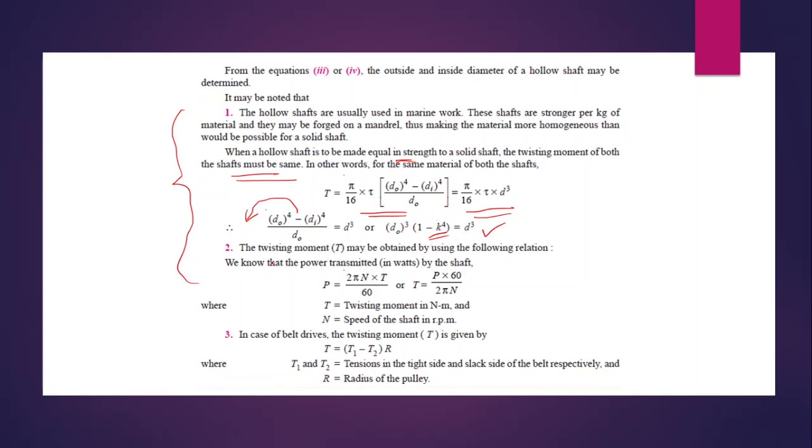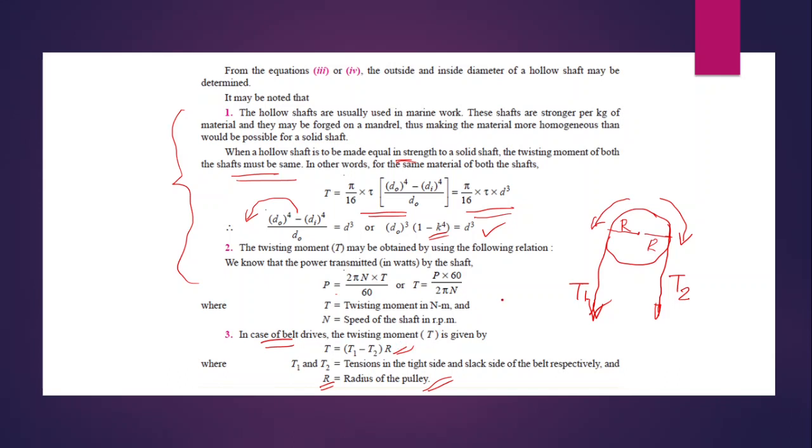Then the twisting moment T may be obtained by using the following relation. Here the power transmitted by the shaft is P is equal to 2 pi nT by 60. Then we can obtain the equation for torque is equal to P into 60 divided by 2 pi n, where n is the speed of the shaft in RPM. And in the case of belt drives, twisting moment is equal to (T1 minus T2) into R. Here T1 is the tension in the tight side, and T2 is the tension in the slack side.